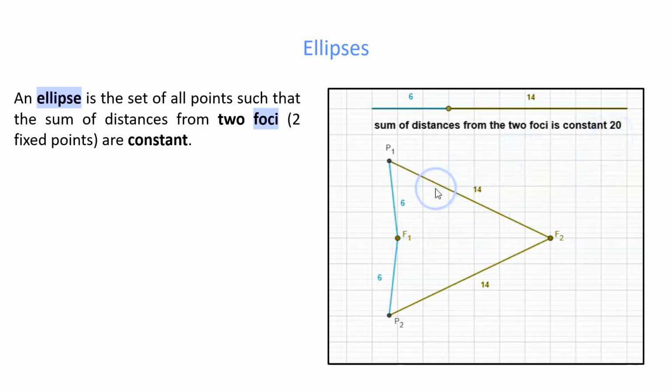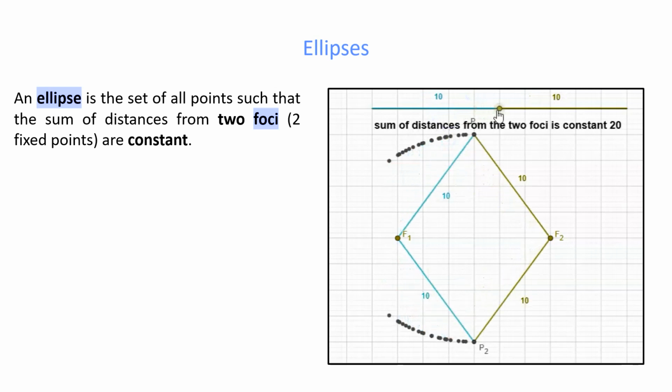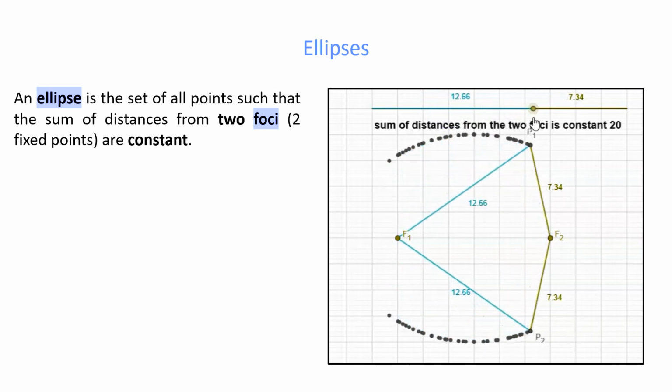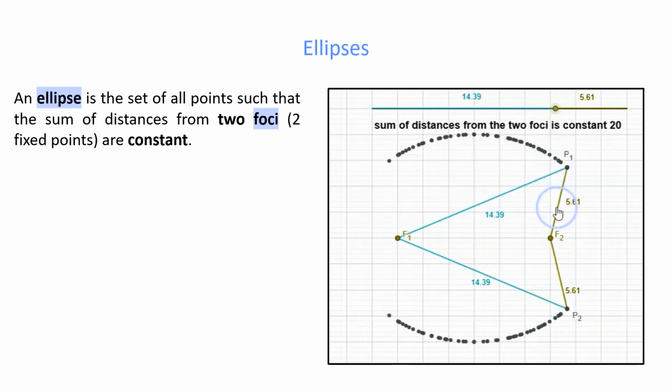Okay, so what we want to show you is what happens as these points P1 and P2 move around with the condition that the sum of their distances from the foci must be equal to 20. So let's have a look. You can see it begins to trace out an ellipse. And if you just stop there, we can see that these distances indeed do sum to 20.